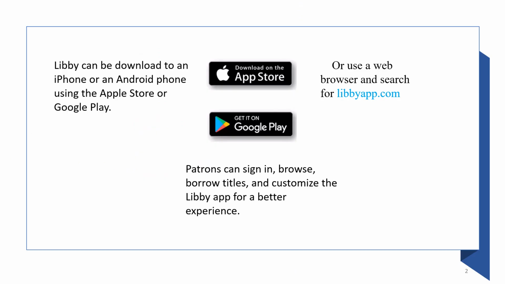Libby can be downloaded to an iPhone or to an Android phone using the Apple Store or Google Play, or use a web browser and search for libbyapp.com. Patrons can sign in, browse, borrow titles, and customize the Libby app for a better experience.